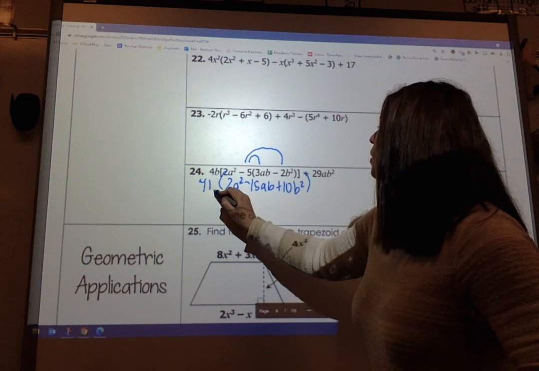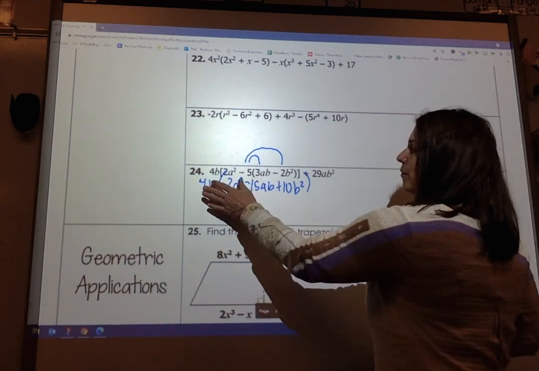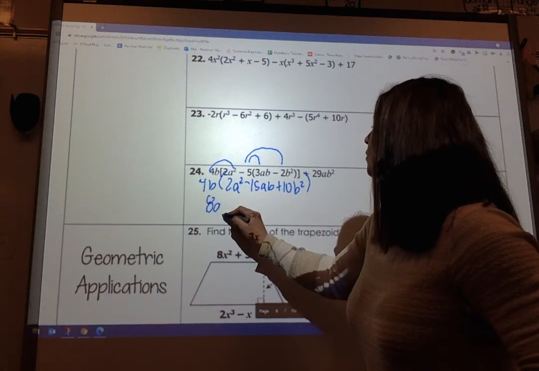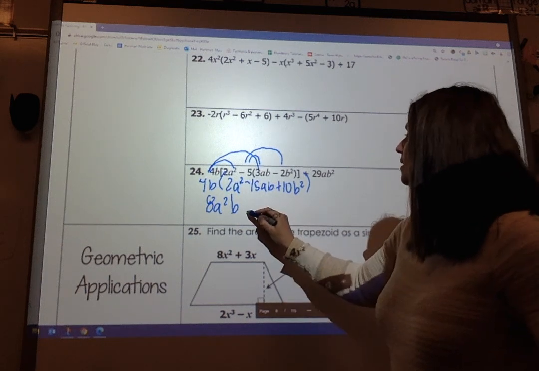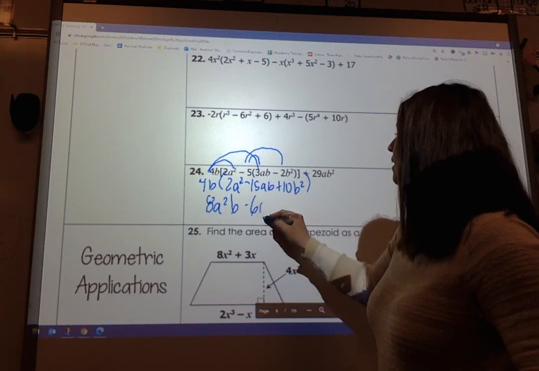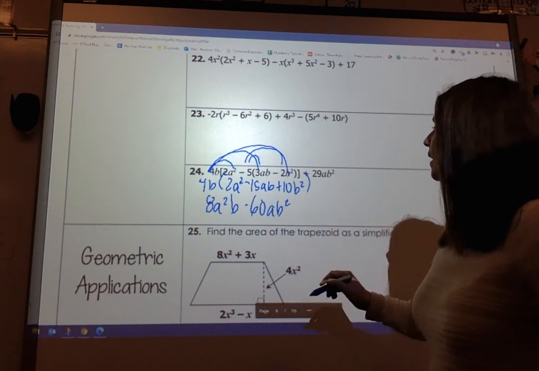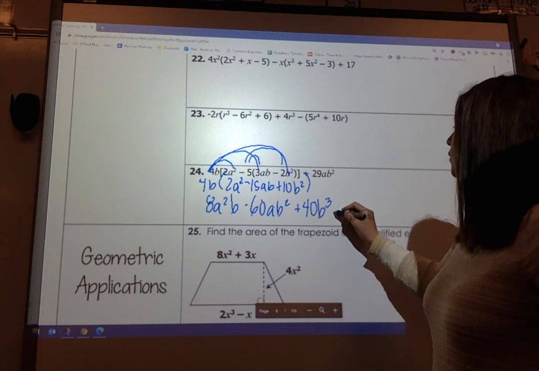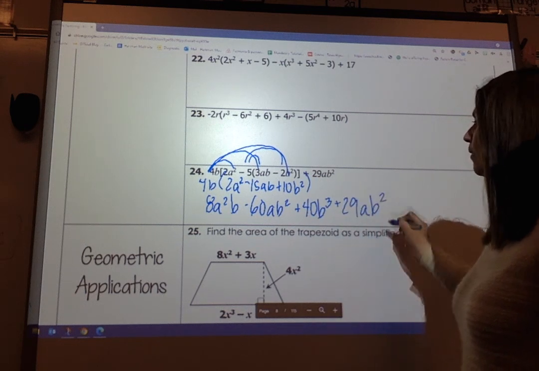And I'm distributing this 4b here. So multiplication next. So I get 8a squared b. 4 times negative 15 is going to be a negative 60ab squared. And 4b times 10b is plus 40b to the third. And don't forget to tack this on at the end, plus 29ab squared.